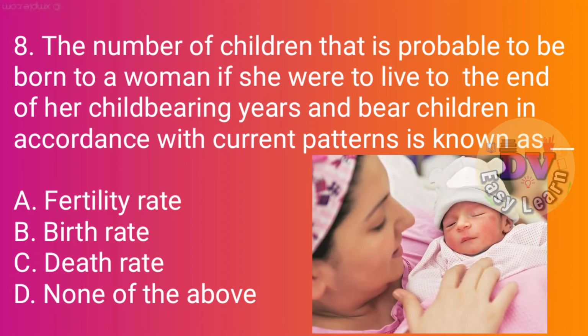Question number 8. The number of children that is probable to be born to a woman if she were to live to the end of her childbearing years and bear the children in accordance with current patterns is known as. Correct answer fertility rate.